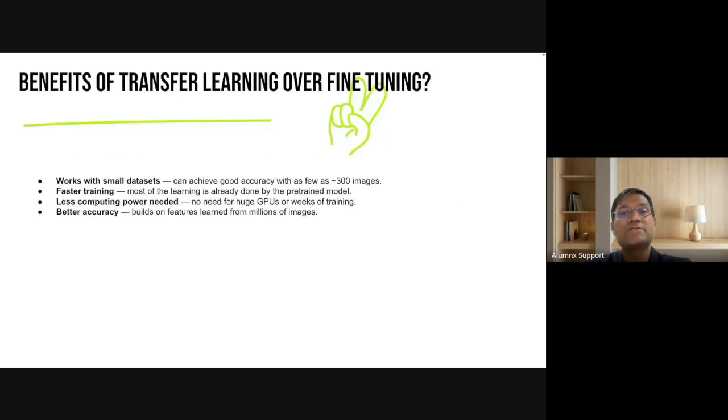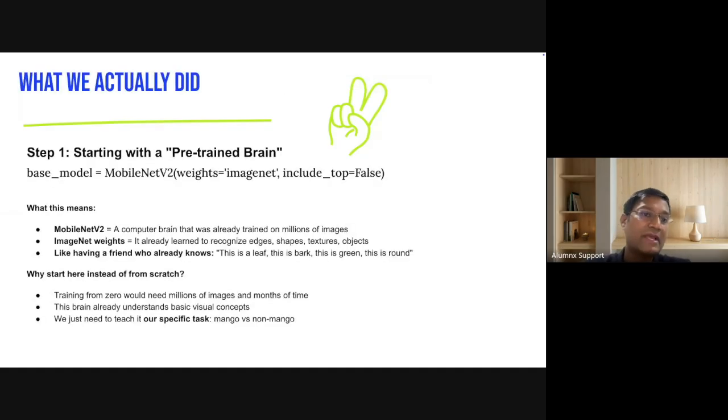Okay, so benefits of transfer learning over fine tuning. What we are saying is we don't want to train an entire model from scratch or update all the layers. I'm saying just transfer what you already learned, and just make sure that it gets the job done. It works fast with small data sets. That's what we are doing. Faster training: it takes less time to train. Less computing power: it just gets done on my system itself. Better accuracy. So what we actually did, I'll talk about the steps and then show you the code.